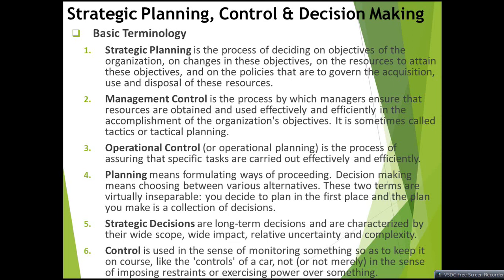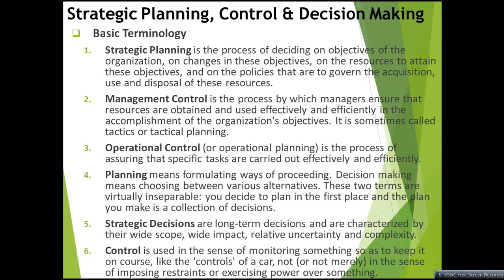Operational control is the practical work done in the company, the process of making sure that specific tasks are carried out effectively and efficiently. This is your objective. Then planning means formulating ways of proceeding, like how to do it in that way, in that manner. This is part of your planning.